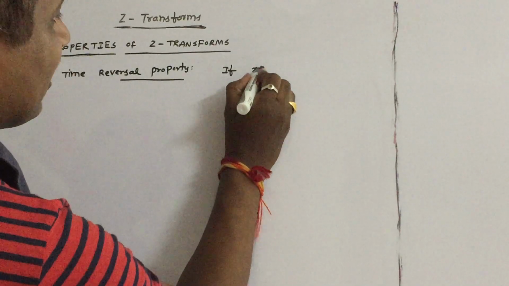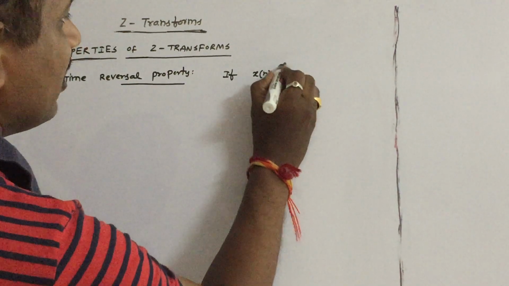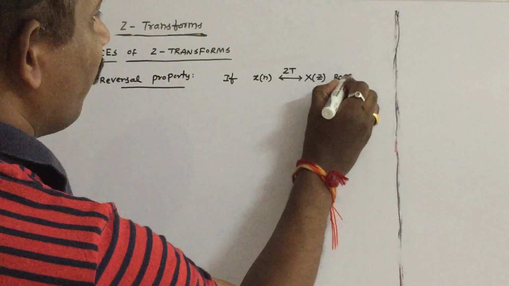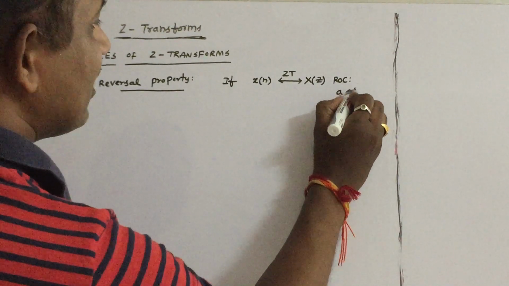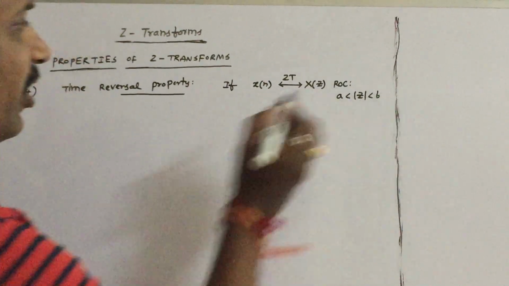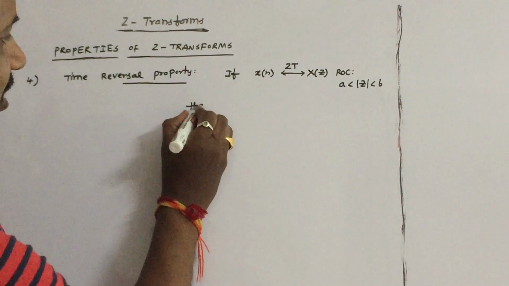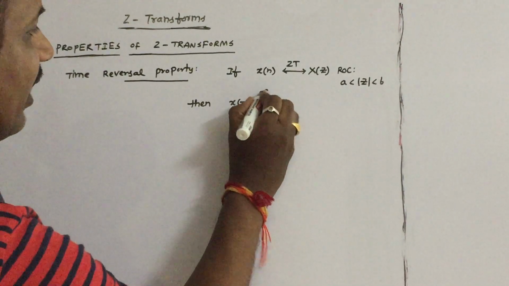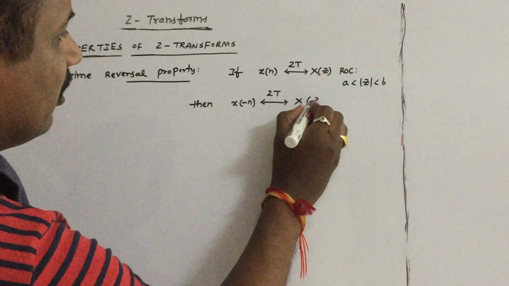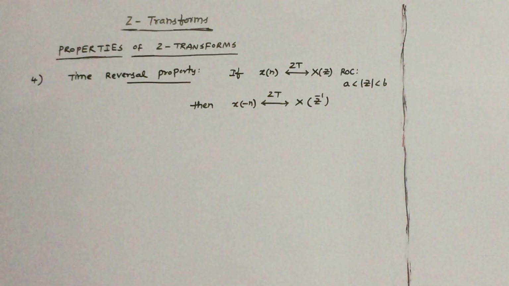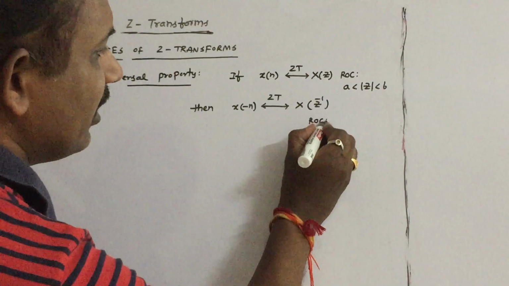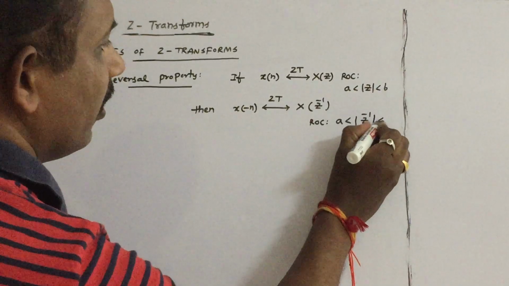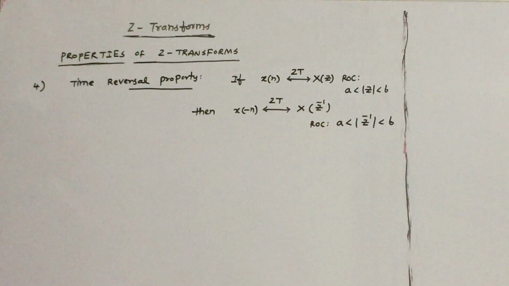If x of n discrete time sequence Z transform is say X of z with the region of convergence say a less than mod z less than b, then what is time reversal? X of minus n is called as time reversal of x of n. Z transform is just X of z inverse. In the ROC, just replace z with z inverse; the ROC is a to b, let us say.